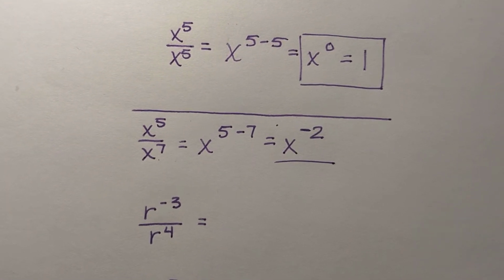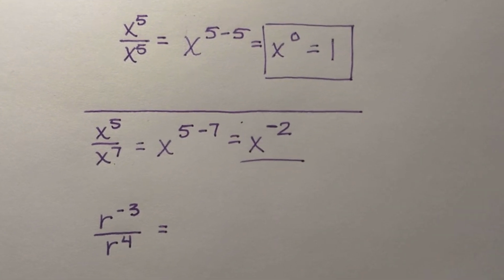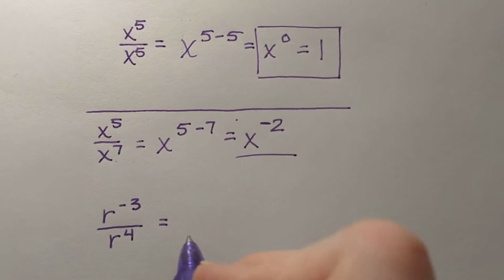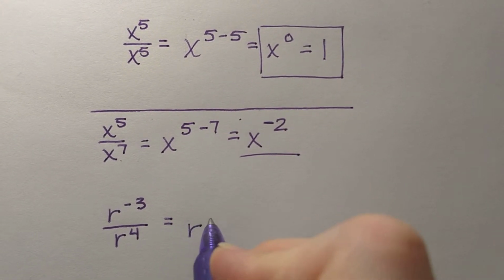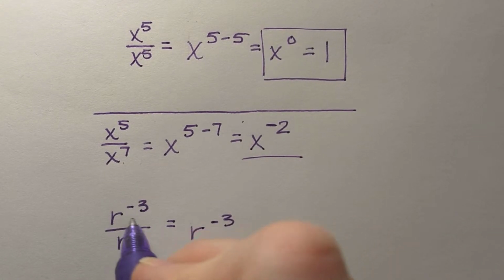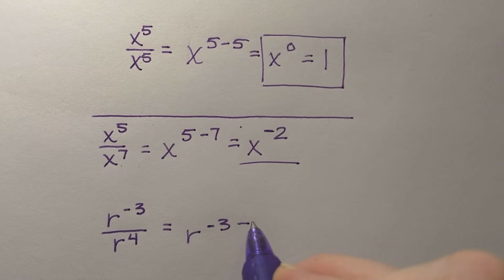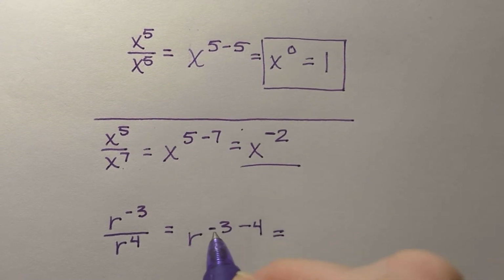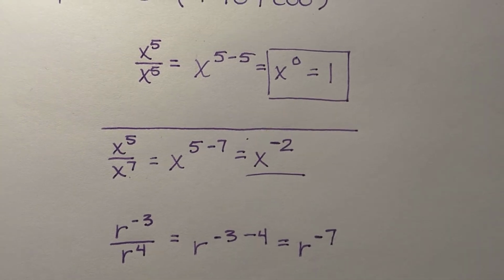Here I have a negative exponent already, but I'm just going to use the rules of exponents that we learned last week. So if I have r to the negative 3 divided by r to the 4th, that's r to the negative 3, that's the numerator exponent, minus 4, which is what's on the bottom. So negative 3 minus 4 is equal to r to the negative 7.